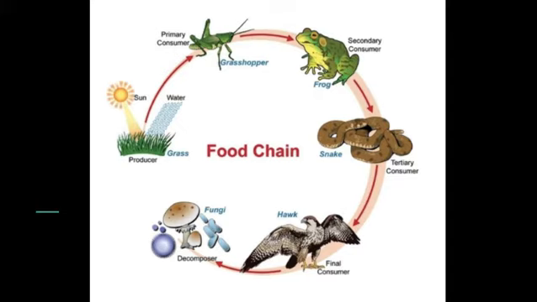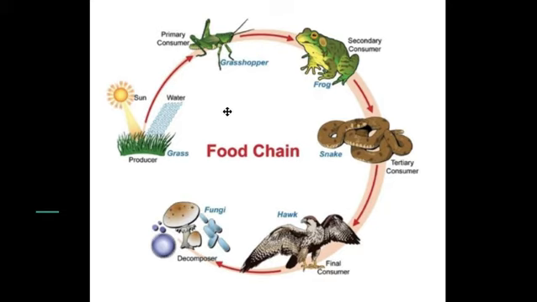So let's take a look at this little food chain. Of course, we're going to start here with a producer, the grass. The grasshopper eats that. Frog eats the grasshopper. Snake eats the frog. The hawk eats the snake. And then when the hawk dies, its body is eaten or decomposed by the fungi, or mushrooms in this case.